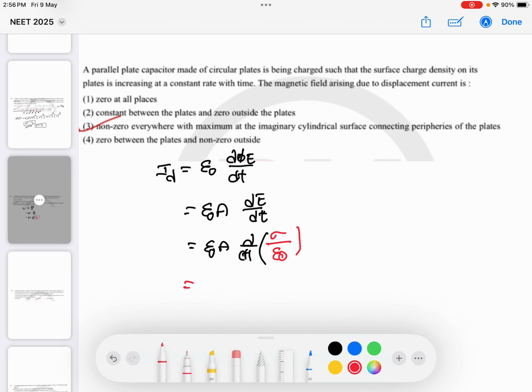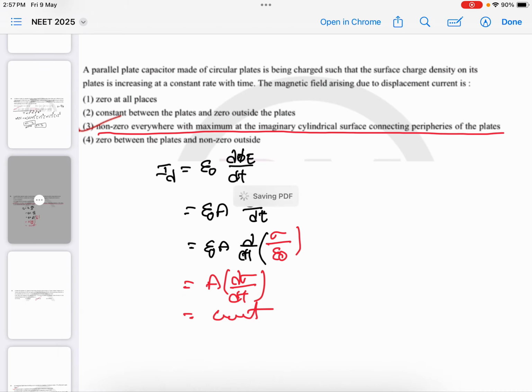So here epsilon naught gets cancelled. We get A into d sigma by dt. A is constant and sigma is constant, so the ID value is constant. Your answer is non-zero everywhere, with a maximum, through an imaginary cylinder connecting the peripheral plates. Outside, it is non-zero.